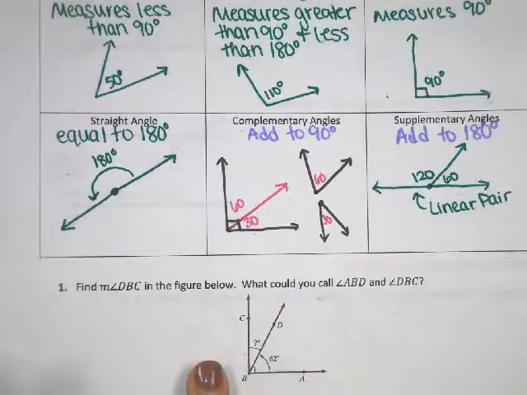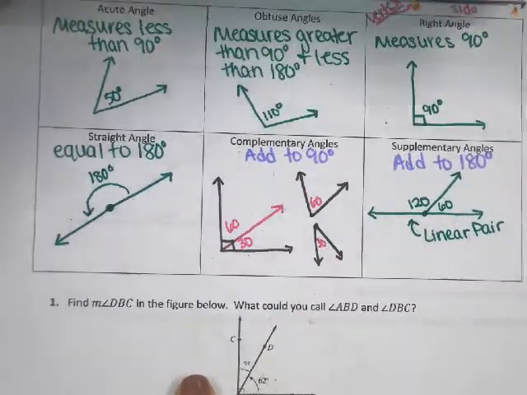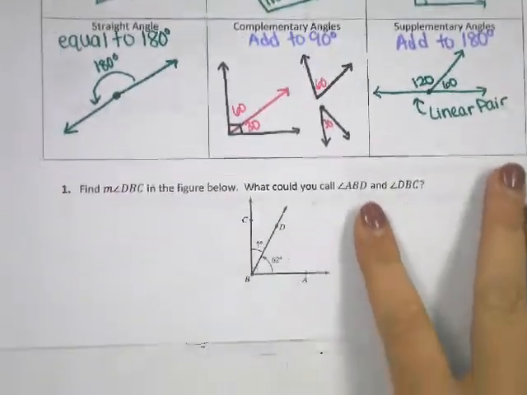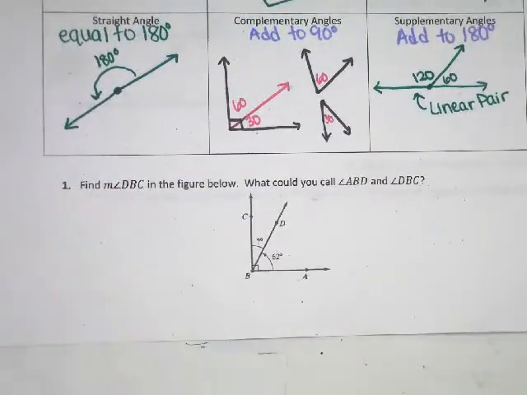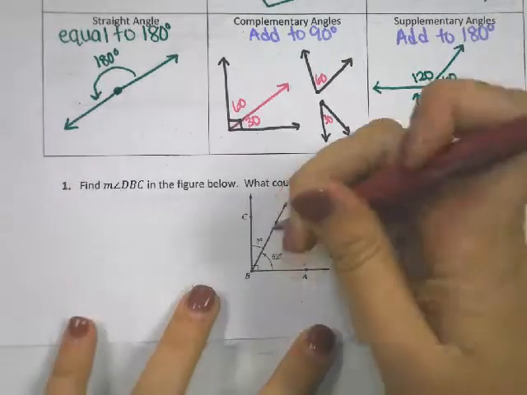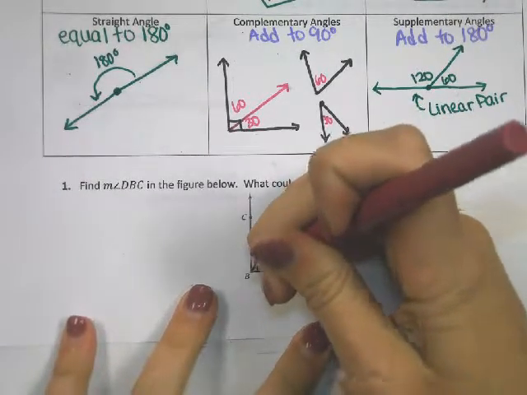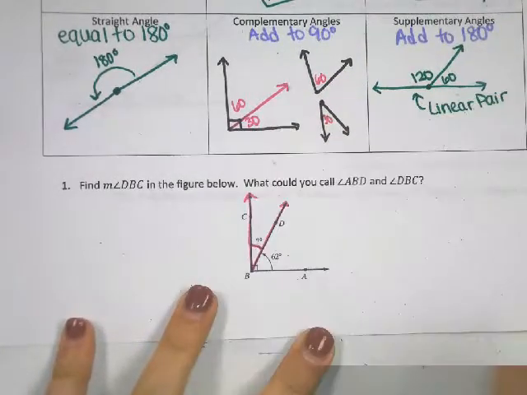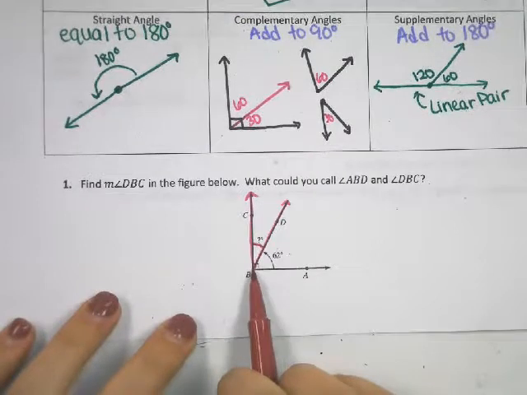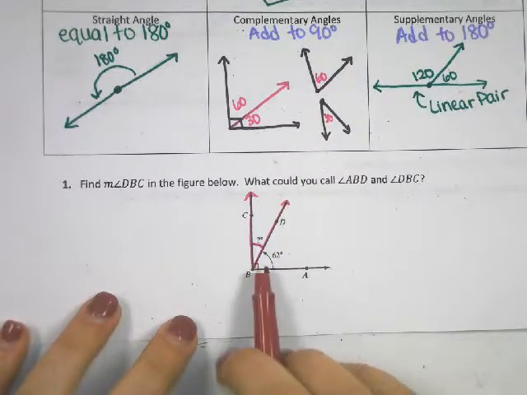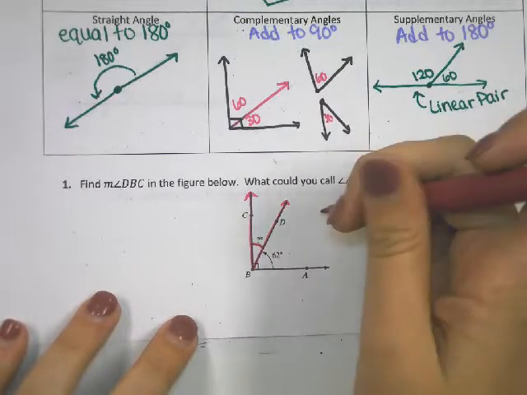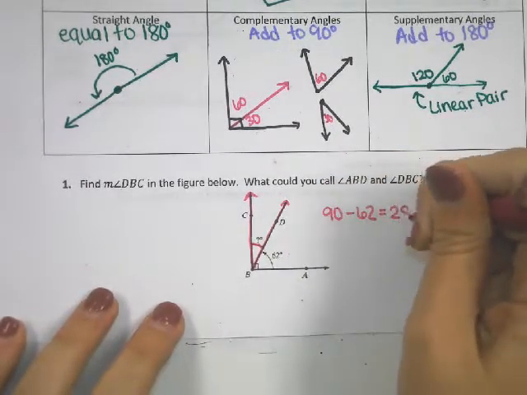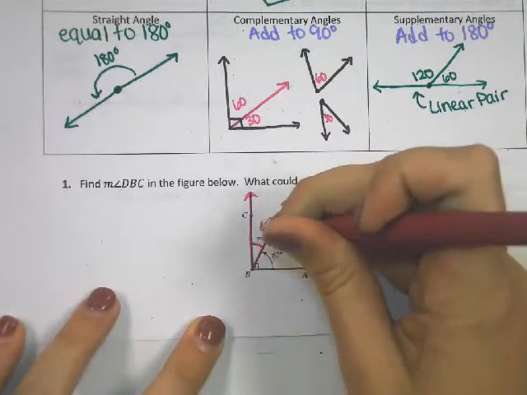So let's see how we could apply this. Down below we've got: find the measure of angle. When you see an M, that just means measure of. So we want to find the measure of angle DBC. It starts with D, goes to B, and up to C. So we want to find the measure of this angle. Since I see that I have a 90-degree box, I know that these angles together are going to add to 90 degrees. So all I have to do is take 90 minus 62, and that gives me 28 degrees for what's left over.